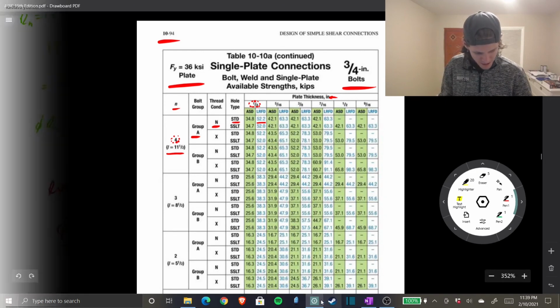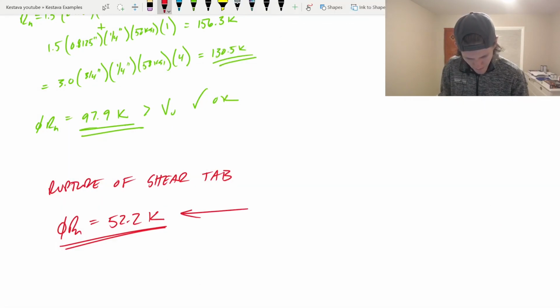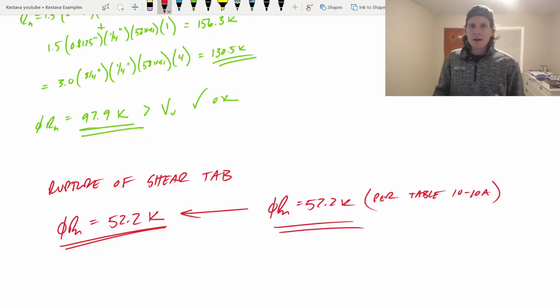Let's go back and compare. Oh my gosh. It's identical. phi Rn equals 52.2 kips per Table 10-10A. And there you go. So when I talk about typical shear tab connections, that's where the industry has kind of gotten into a group of saying, hey, we know a wide range of accepted connections that have been tested through and through over the years, can be calced out perfectly by hand to prove that they work as well.